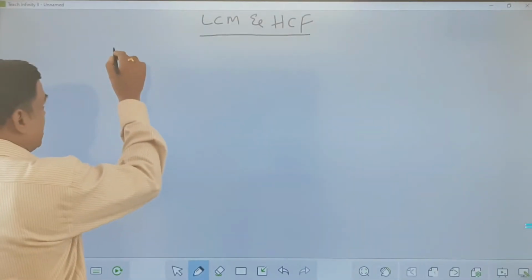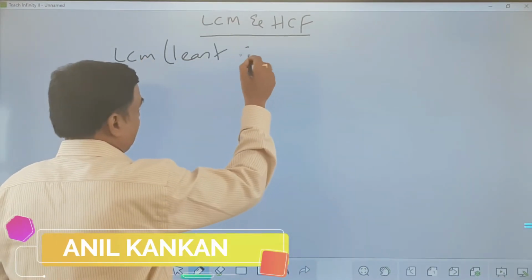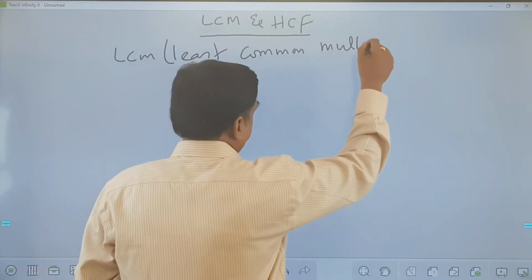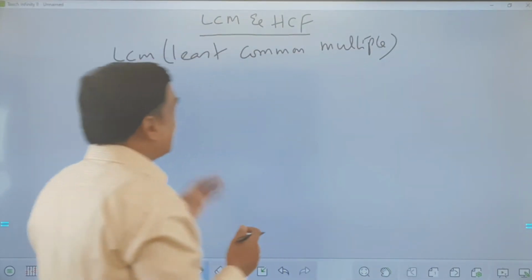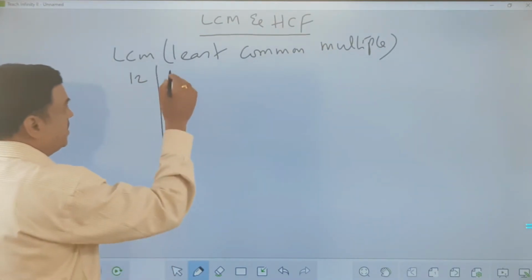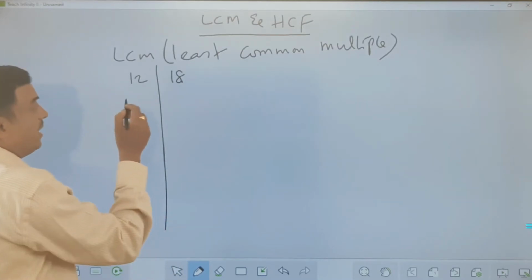Least common multiple, that is LCM. The full form itself is the definition, you can say common multiple. To understand what is least common multiple, let me take two numbers and find out what is least common multiple in them. What are multiples of 12?